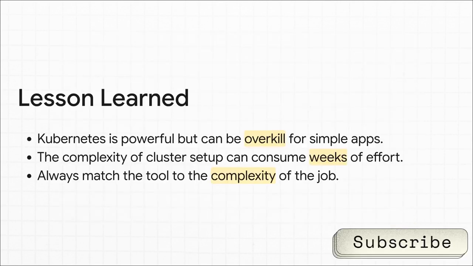So what's the lesson here? It's so important. Just because a tool is powerful doesn't mean it's the right tool for every job. Kubernetes is an absolute beast, which is great when you need it, but for a simple app, it's like bringing a sledgehammer to crack a nut. It's just overkill. The takeaway is simple but crucial: you have to match the tool to the complexity of the job, always.